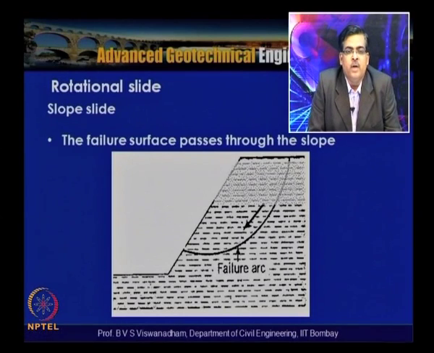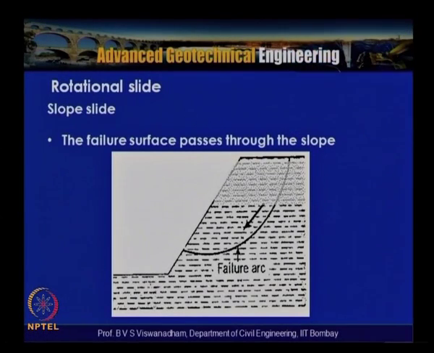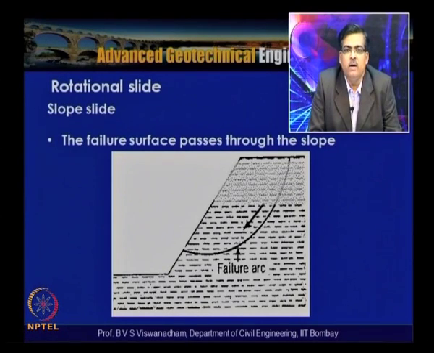And rotational, another type of rotational slide in a finite slope is called slope slide. The failure surface passes through the slope. So this can be because of low quality control, or because of the loading on the top of the slope, or due to inadequate properties for the material which is used for constructing the slope.